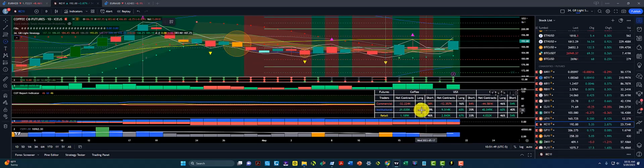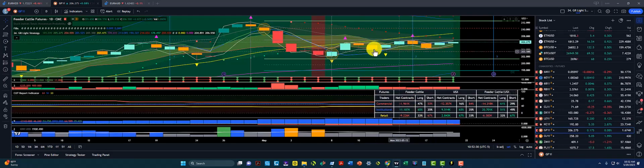Coffee crowded out to the long side. No trades to the short side here. So if you didn't take those trades, that's fine. If you took this trade to the long side, counter trend, loss here, and then another trade here for a major gain to get all that back.